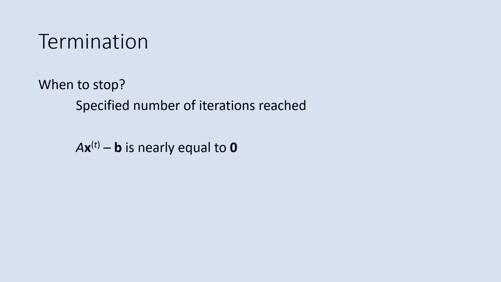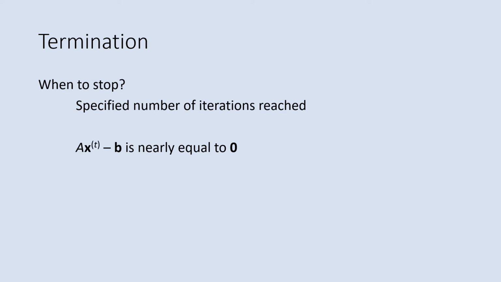Another situation is if at some particular time, our value A times the current x is almost equal to b, or another approach is A times x minus b is very nearly equal to the 0 vector. In other words, we say let's stop if our current guess pretty much solves the system. If it comes really, really close to solving the system. Now, what is really, really close? What does nearly equal mean?